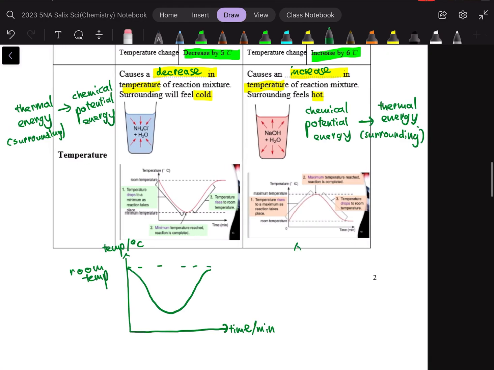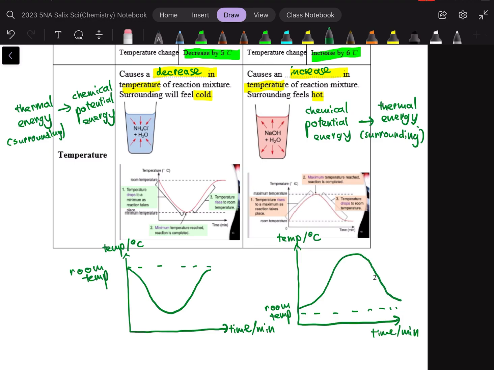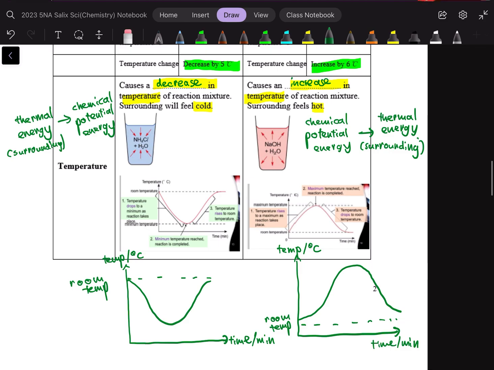Okay, for the exo case, it will be something like this. I'm drawing it because I'm scared you cannot see the diagram properly. But if you can see, it's fine, then you don't need to draw. So temperature in degrees Celsius, and let's say you start off from room temperature, then against time in minutes. Temperature rises, then drops. This is what's going to happen when you give out thermal energy to the surrounding, or heat energy, also can.